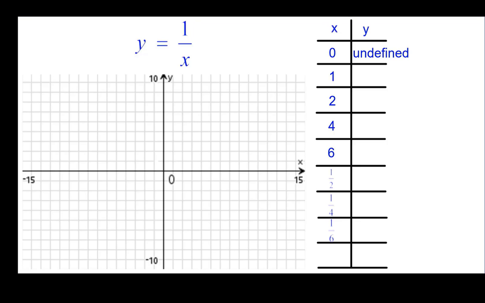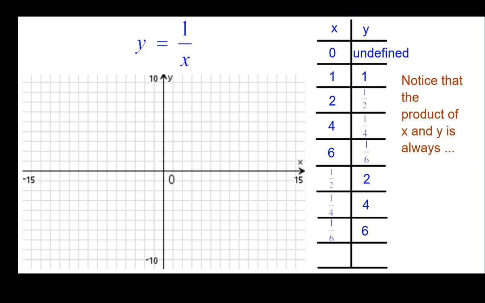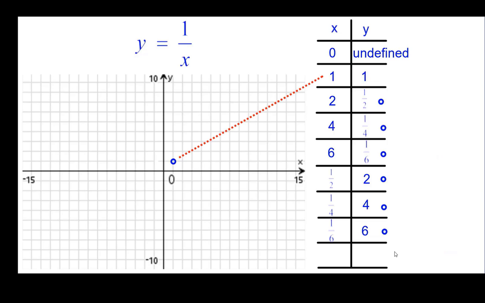All right, so here are the values that you should have received. If you need to press pause, do so. You'll notice that the product of x and y is always what number? 1, except for when we put in 0. So these are reciprocals. And so let's go ahead and plot these points. So (1, 1), (2, 1/2), (4, 1/4), (6, 1/6), and then the other direction, (1/2, 2), (1/4, 4), and (1/6, 6).